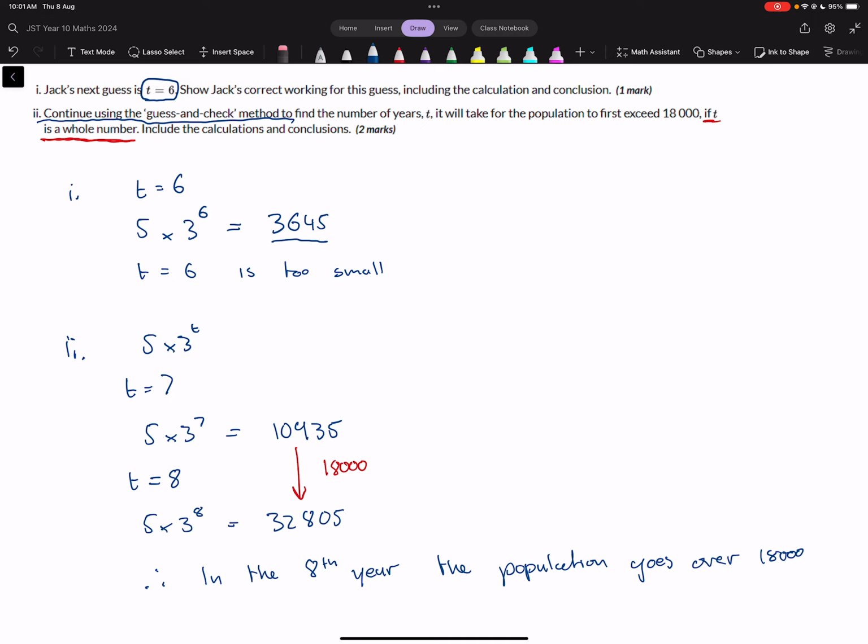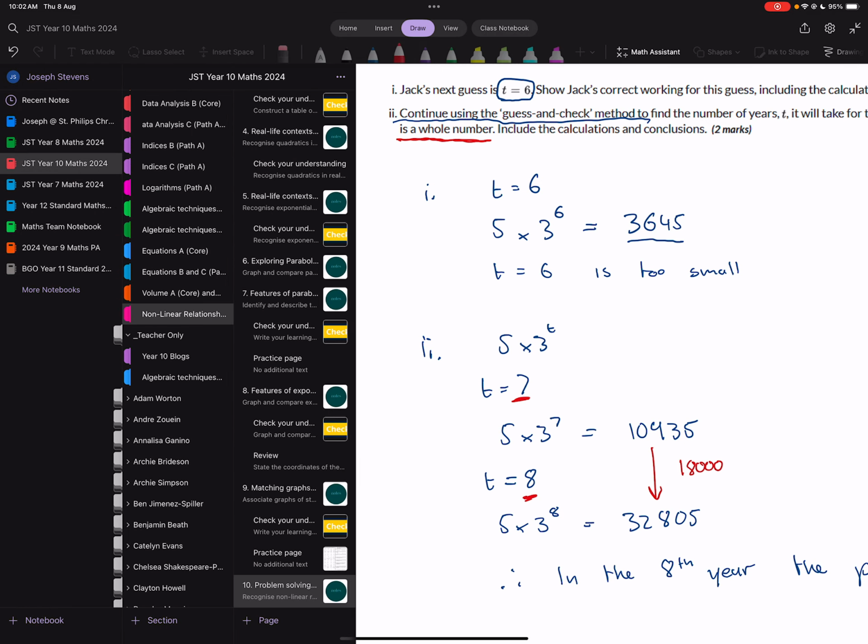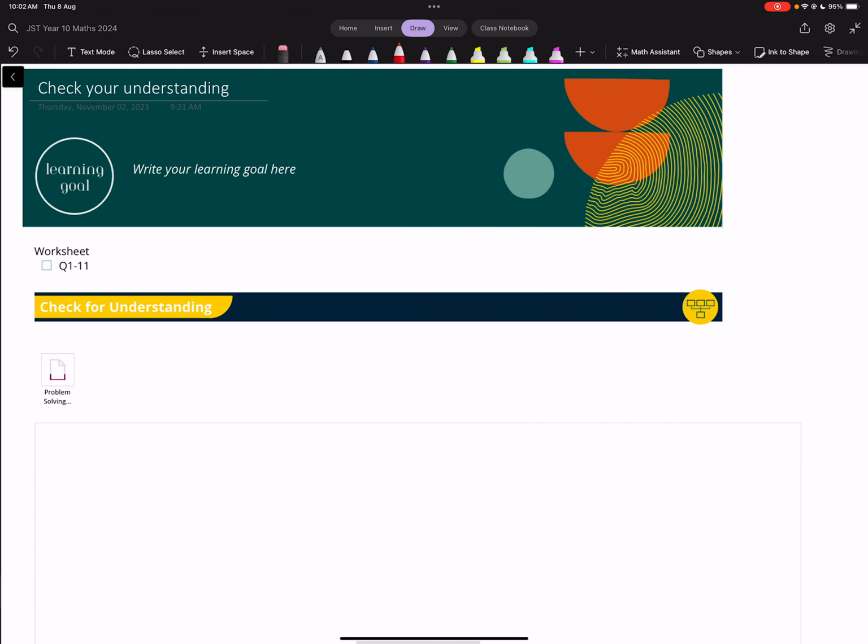And we could start trying 7.5, 7.4 to be a bit more accurate and get exactly when it goes over 18,000. But the question only asks us for t to a whole number. So we found that in between t equals 7 and t equals 8 is when we clear that 18,000 that we were asked about. You guys are going to have a go now at some very similar questions to these.